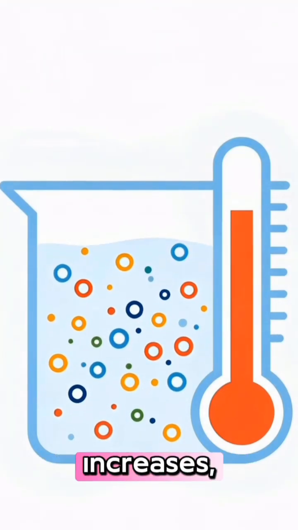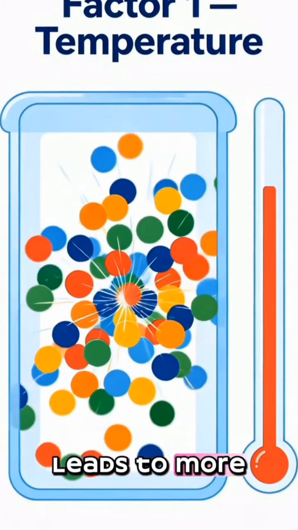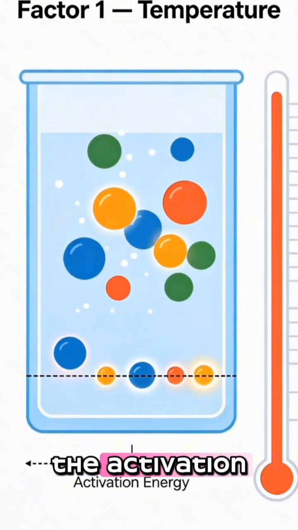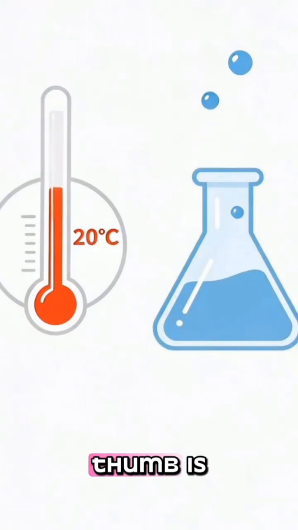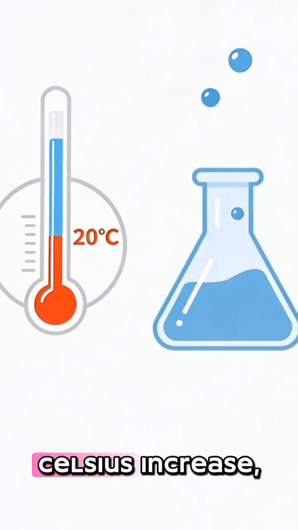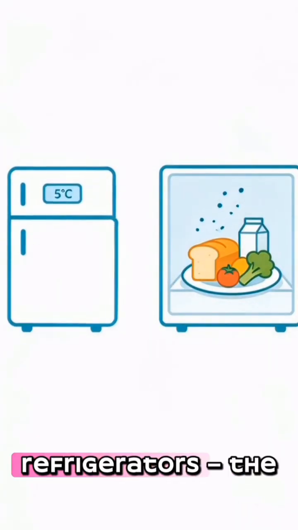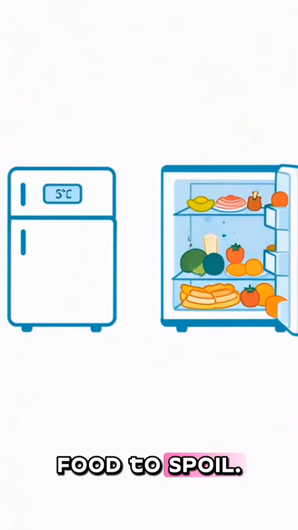As temperature increases, particles gain more kinetic energy and move faster. This leads to more frequent collisions, and more of these collisions have enough energy to exceed the activation energy, resulting in more successful collisions per second. A good rule of thumb is that for every 10 degrees Celsius increase, the reaction rate roughly doubles. This is why we use refrigerators. The cold temperature slows down the chemical reactions that cause food to spoil.